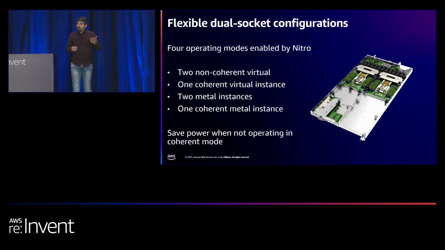Stephanie mentioned earlier in the slide about specialization and innovation and being able to innovate across boundaries. One example of this is when we developed the Nitro card for this system. We wanted to be able to run this in several different modes.